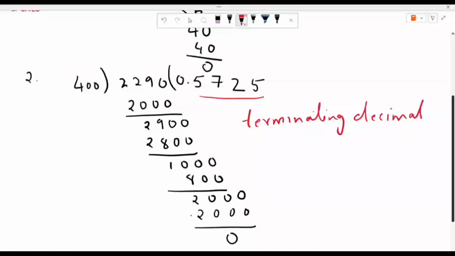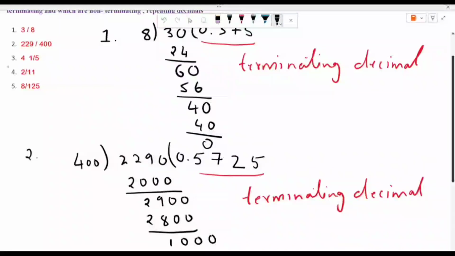Terminating decimal. So after the decimal the answer gets what? Stop. So this is also a terminating decimal. Now see the third question. The third question is 4 1 by 5.